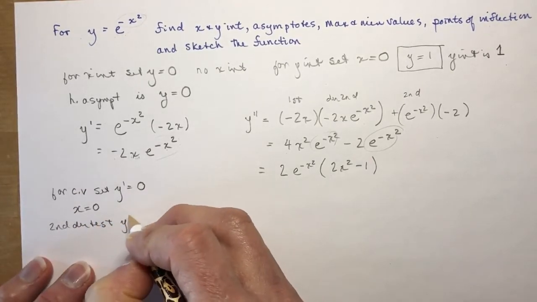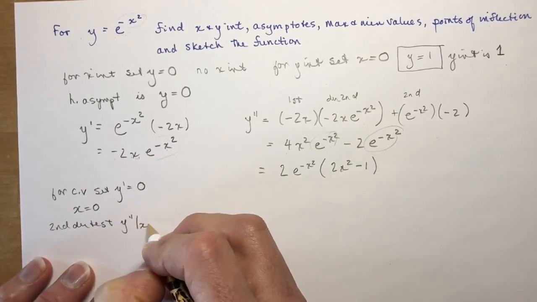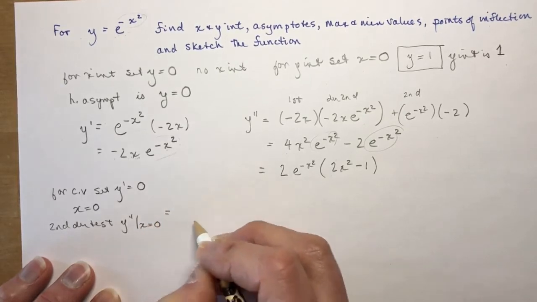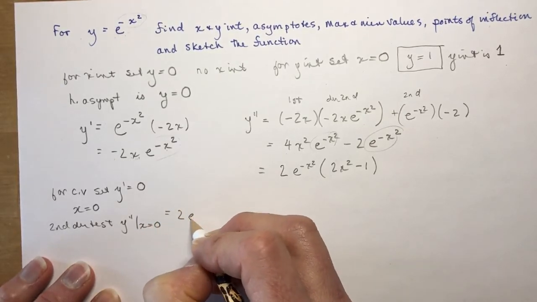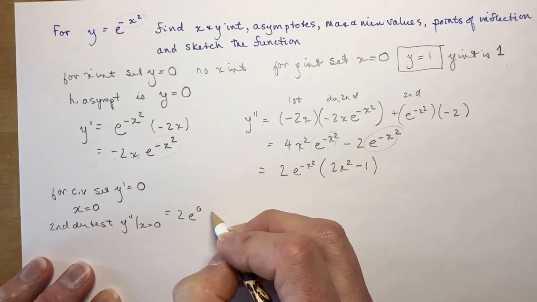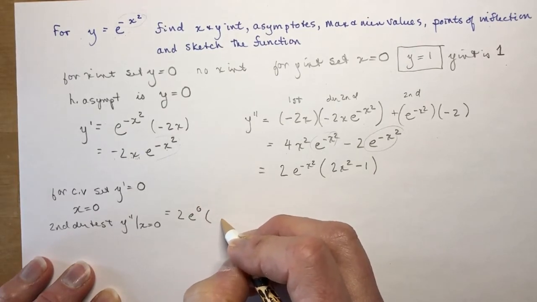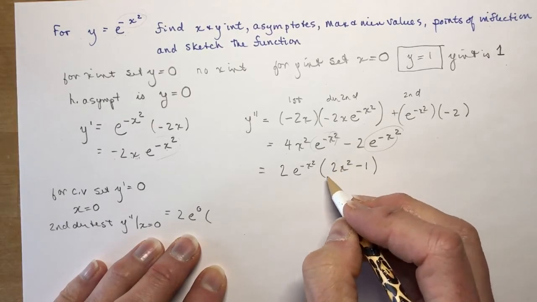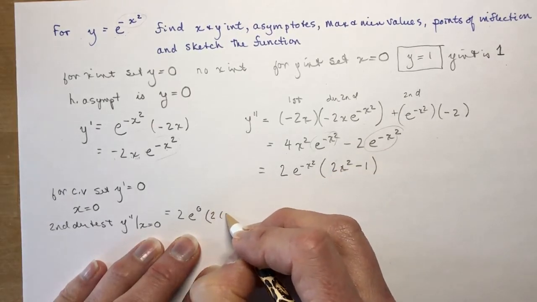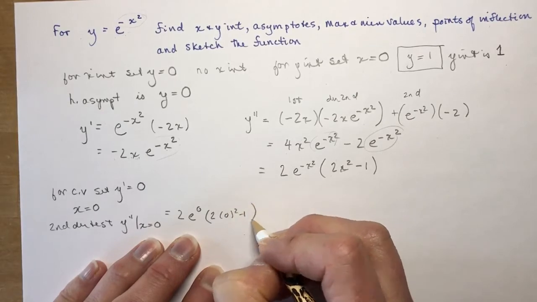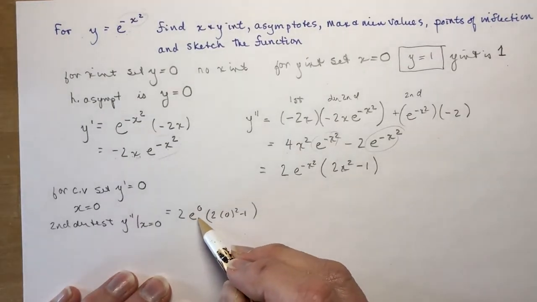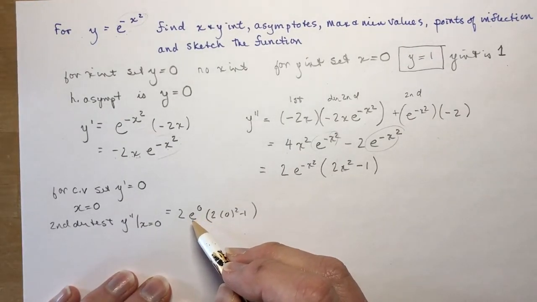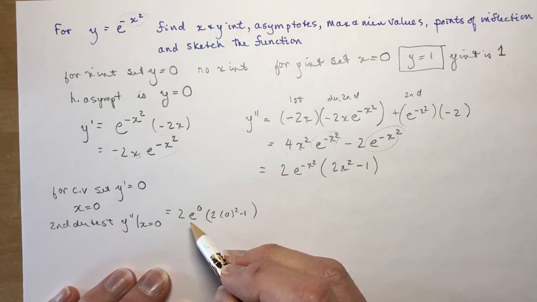So I want y double prime when x is equal to 0. That's going to give me 2e to the 0 times 0 minus 1. So I'll put it as 2, 0 squared minus 1. So this is going to give you a number greater than 0 when x is 0.